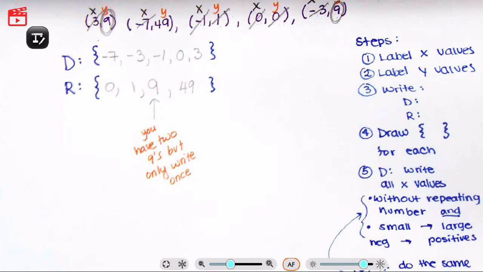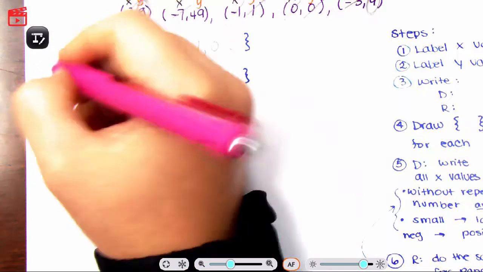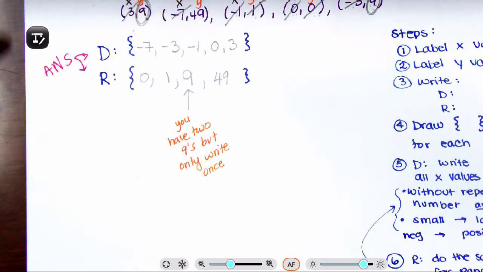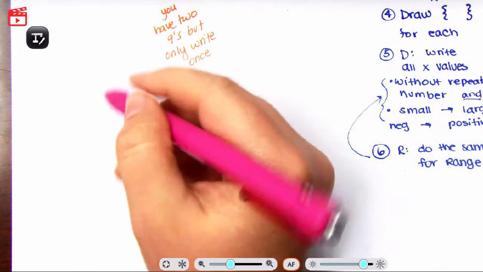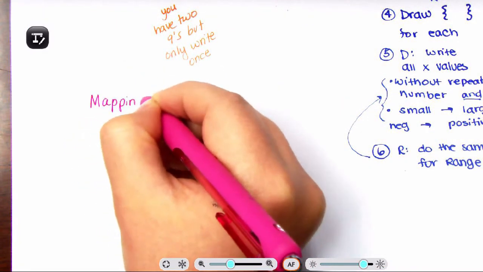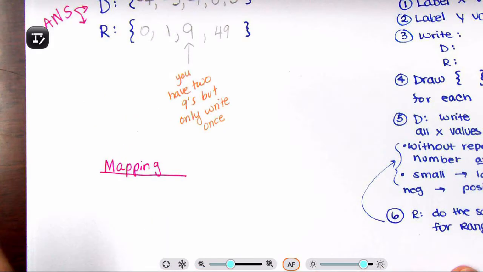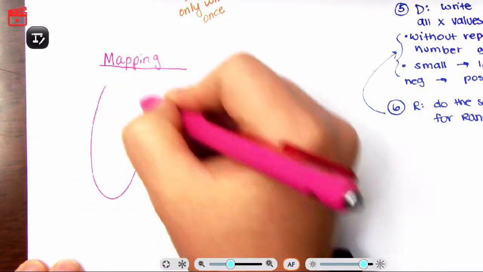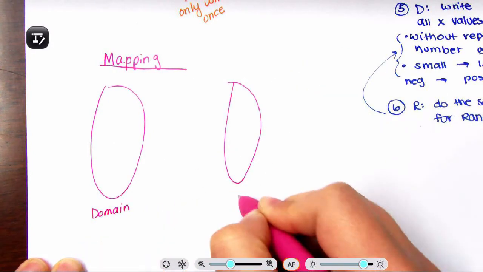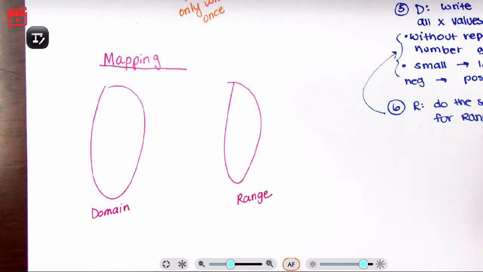So I'm also going to show you how to do this in a mapping. Now, this is the way you want your answer. But there is another way to kind of see if something is a function or not. So I'm going to do a mapping. A mapping is two bubbles. One of them is for the domain. One of them is for the range. So you follow these rules.